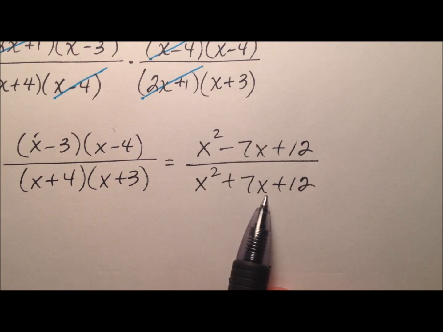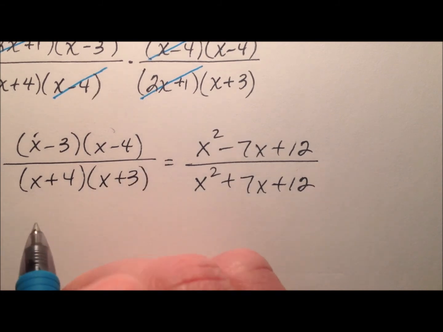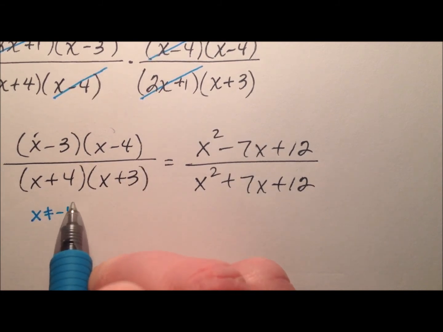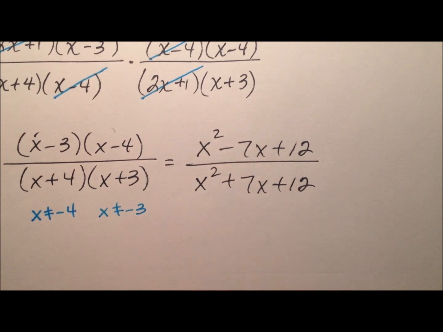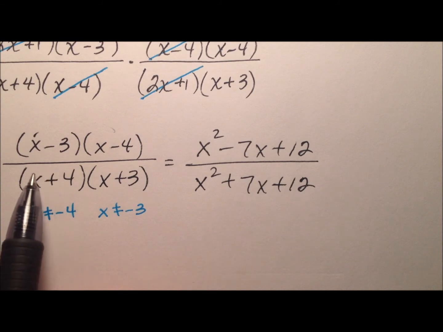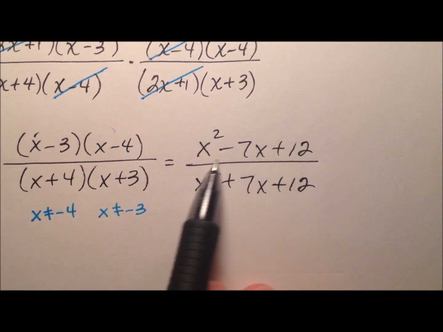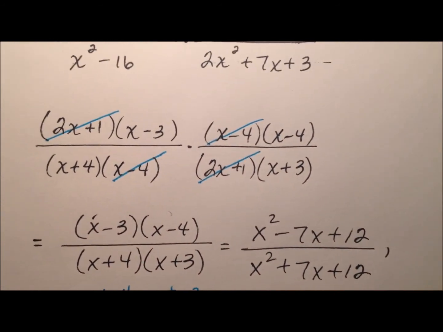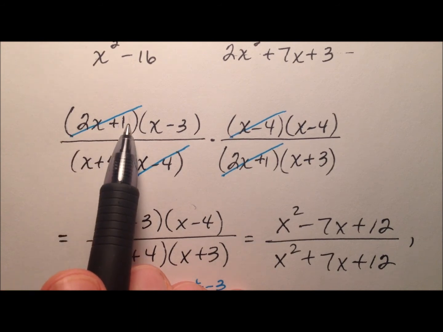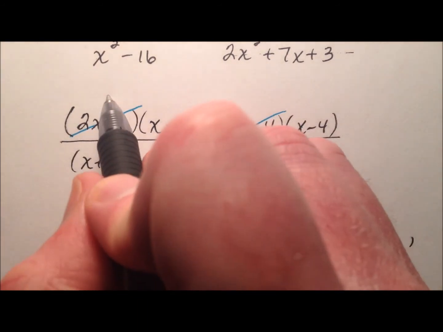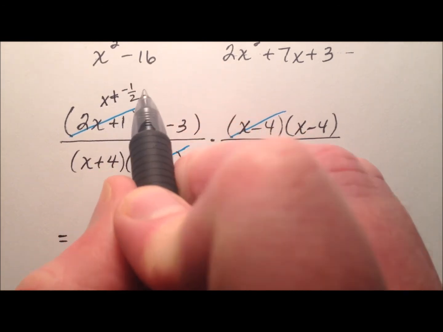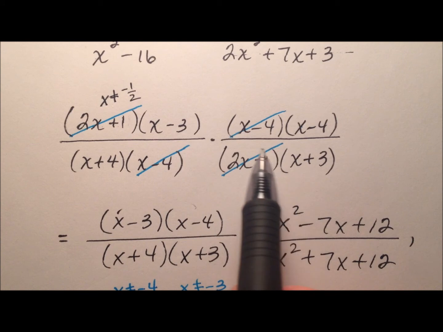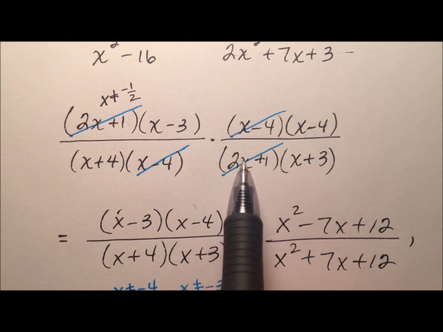So the last thing I need to do is to consider all the values that will make this undefined. Well, I can see from this factorization right here down at the bottom that x cannot equal negative 4 and x cannot equal negative 3. And that's pretty obvious because those factors are right here and they still exist here as well. Well, what about the factors that were canceled along the way? So my 2x plus 1 was factored and got canceled. So I know that x cannot equal negative 1/2 because of that. Because if it is negative 1/2, this ends up being 0, and I cannot divide by 0.